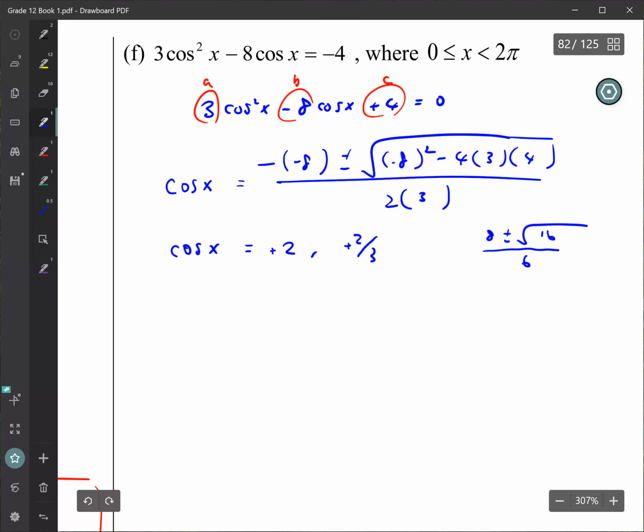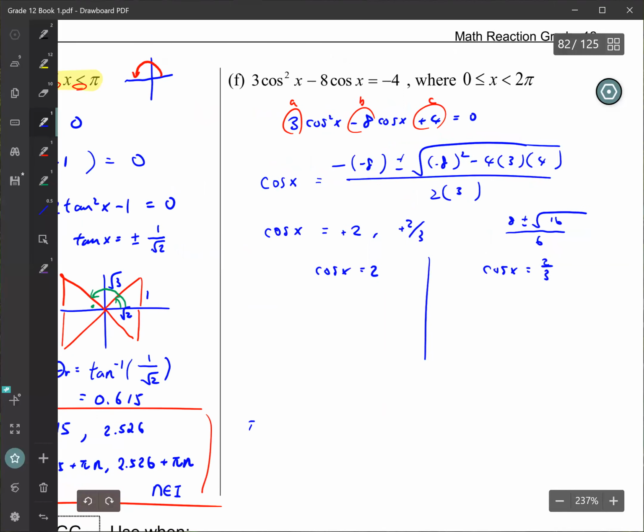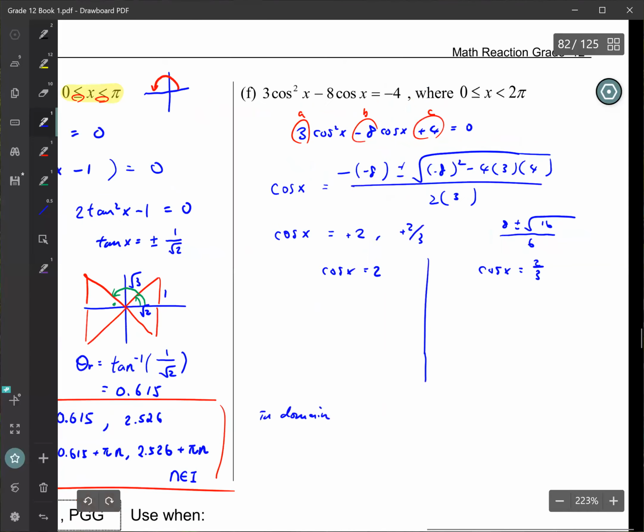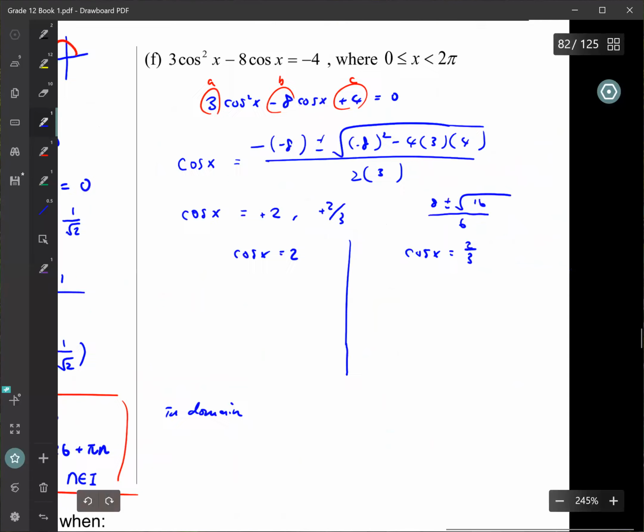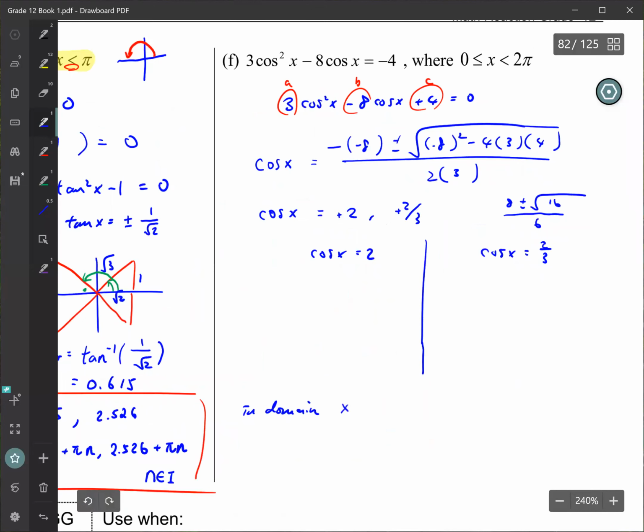All right, so now we got 2 answers, which means we need to split. One is cosine x equal to 2, the other one is cosine x equal to 2/3. So same thing that we want to do. We want to get answers in the domain. I don't think these are special. We have done questions like the left side. If it's not special, now you know what to do. So answer in domain and general.